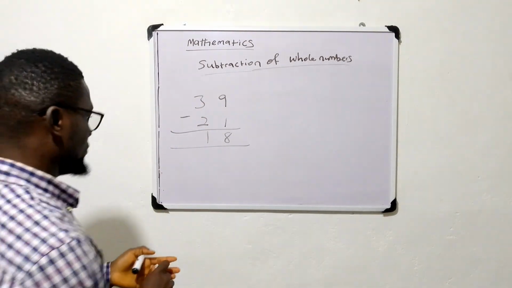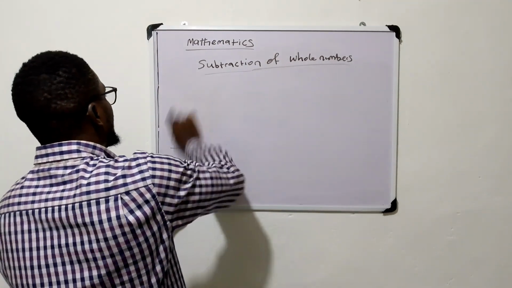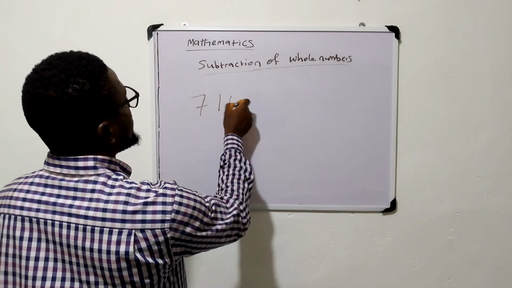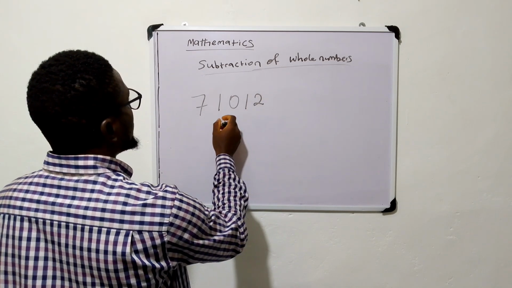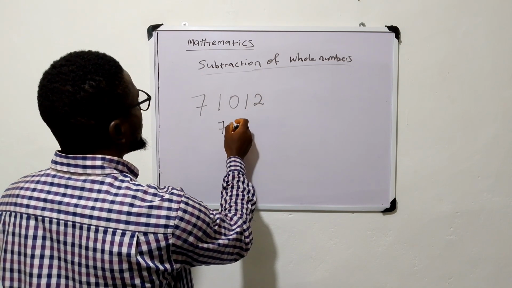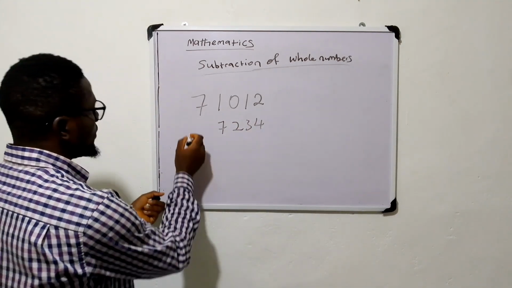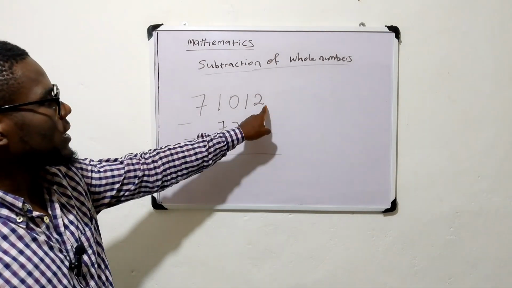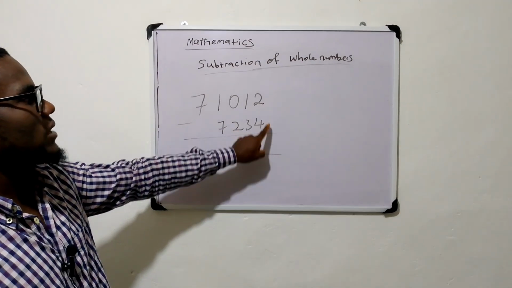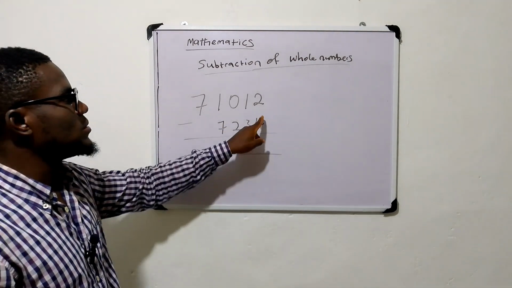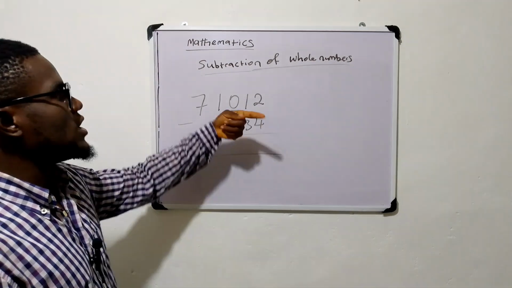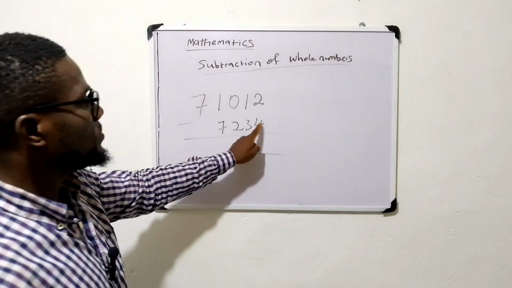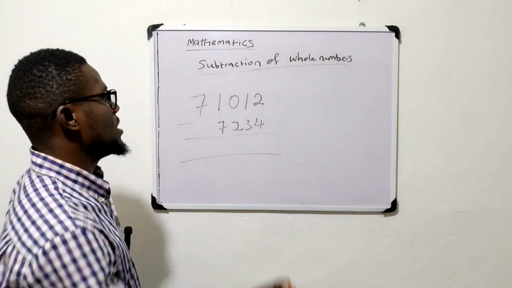So let's try a more complex question. Imagine we have 71012, then you have 7234. Remember our minus sign. So how do we do this? This number here, 4, you can see is greater than 2, so we cannot subtract 4 from 2. So 2 doesn't have enough to give us. So you come over here and borrow 1 and put it here. It becomes 12. And when we subtract 4 from 12, we now have 8 left.